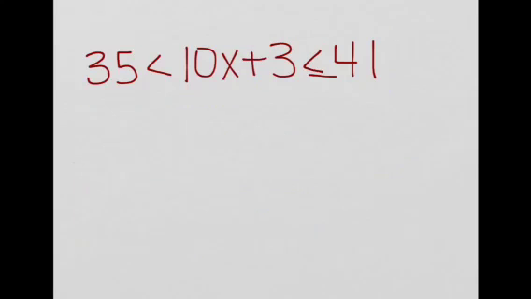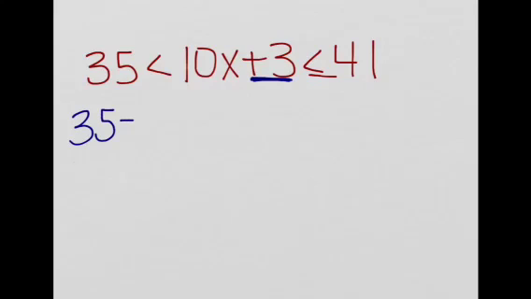Okay? Let's try one more example. So we have that 35 is less than 10x plus 3, which is less than or equal to 41. Well, let's do the same thing as we did before. So I want to isolate the variable, so I want to get rid of this 3, so I'm going to subtract 3 from all three sides.